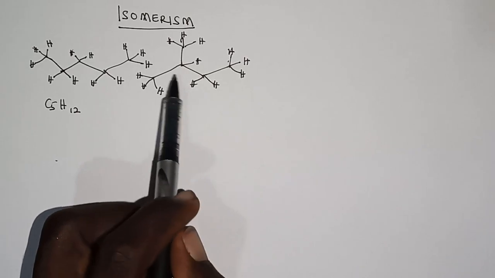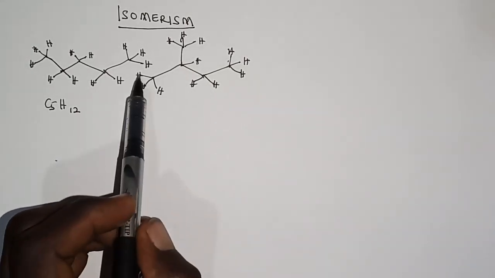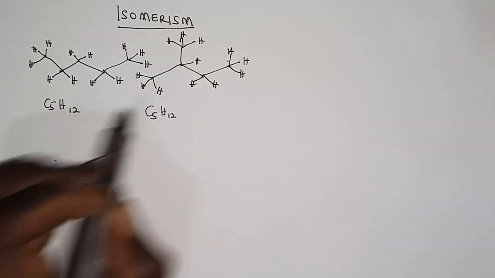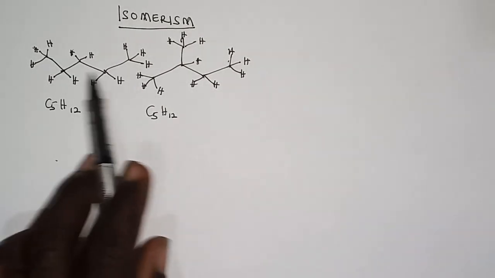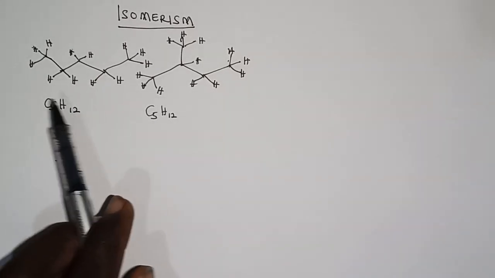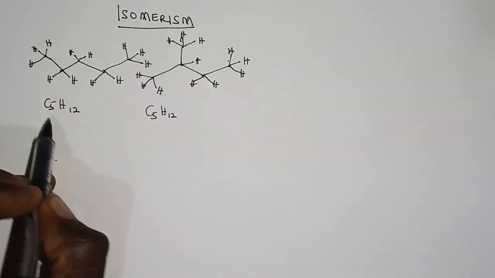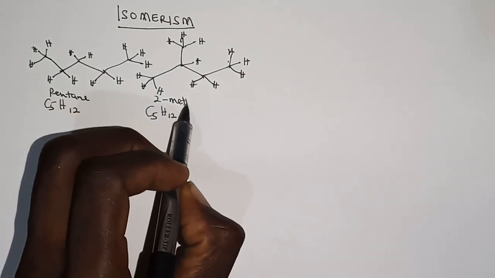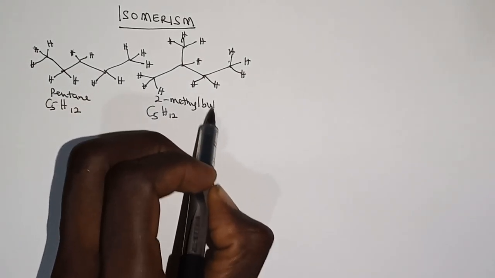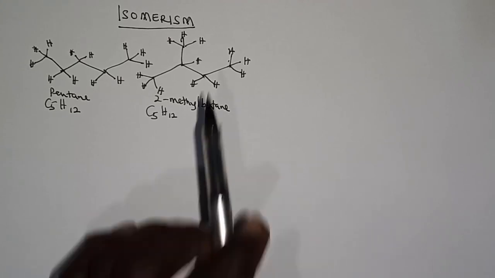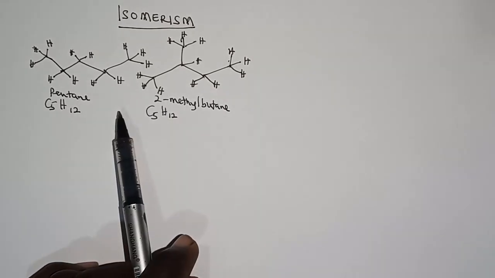So let's count this one too. So we have 1, 2, 3, 4, 5, 6, 7, 8, 9, 10, 11, 12. So this one too is C5H12. So you see that though these two molecules are different molecules, yet they are of the same compound. So this is the normal pentane, and then this is 2-methylbutene. So this implies that the normal pentane and 2-methylbutene are isomers, and specifically these are constitutional isomers because they differ in their positions in terms of arrangement of atoms.